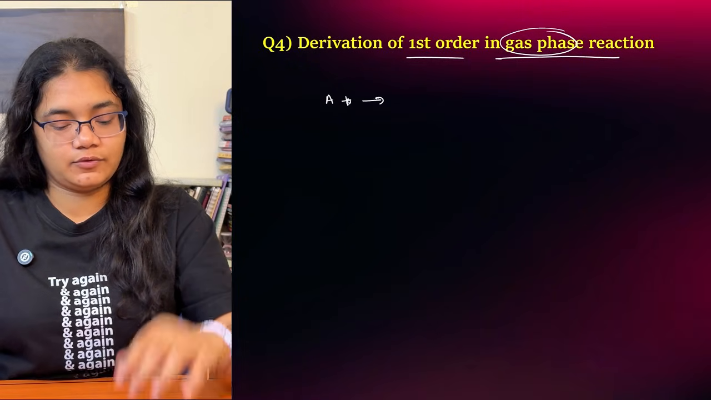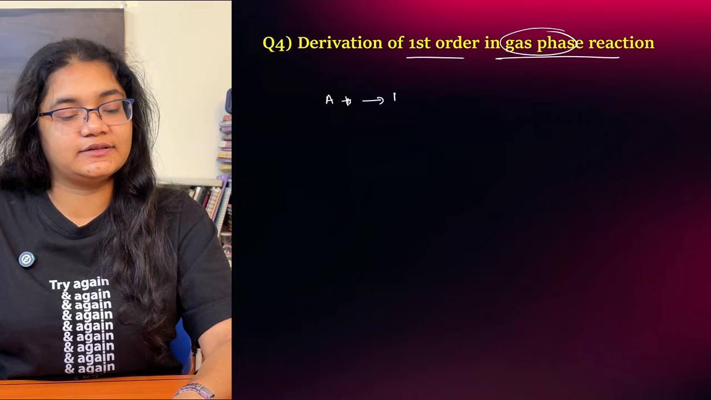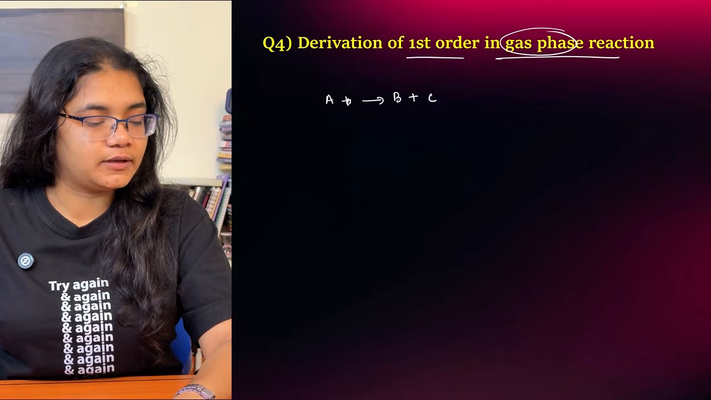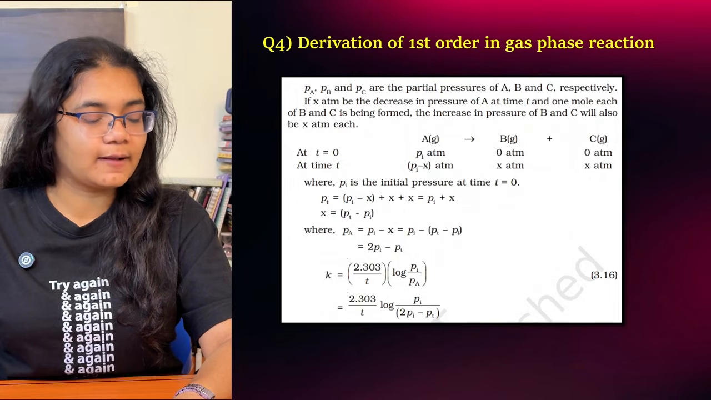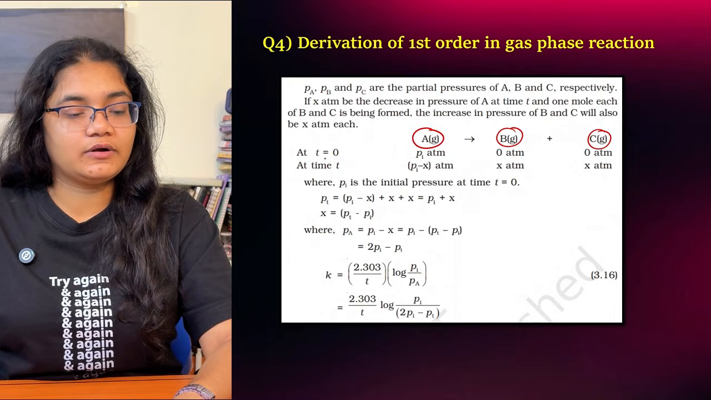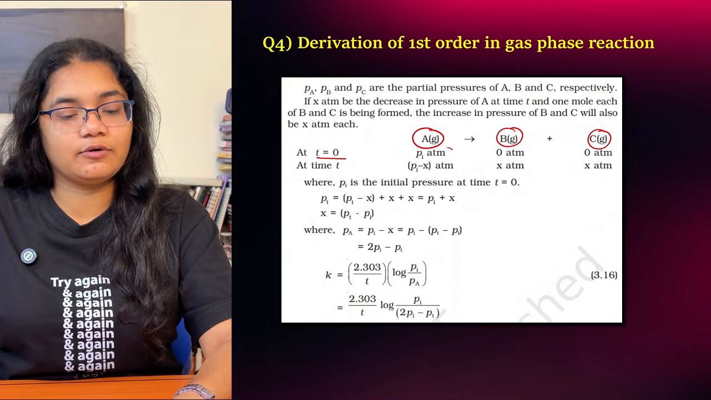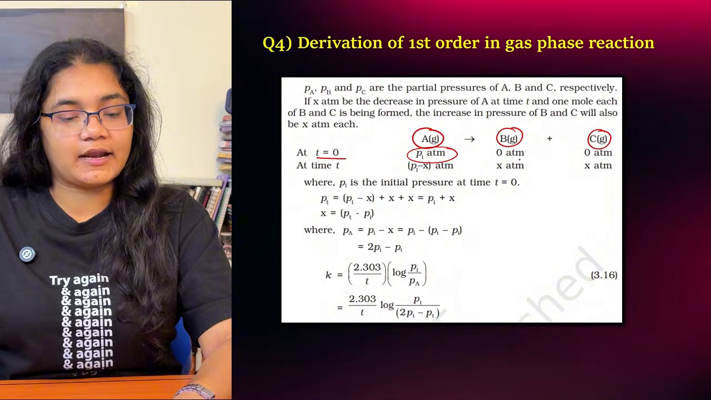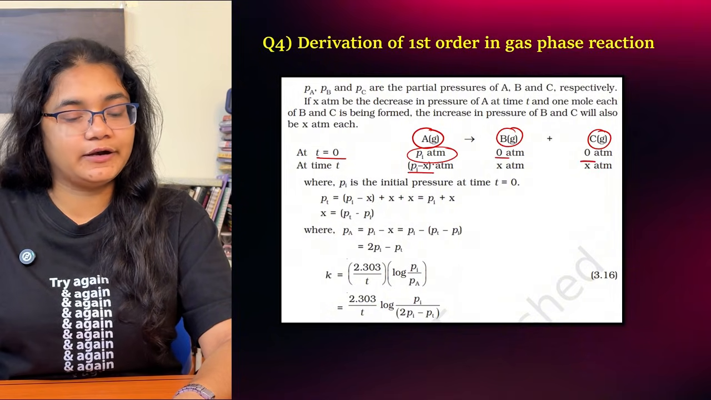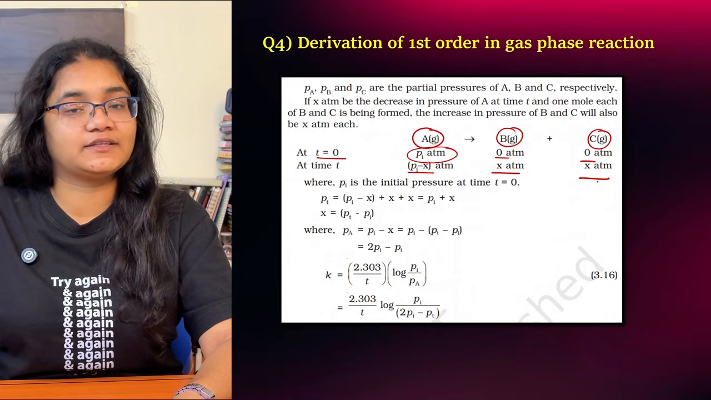Suppose you have a reaction like this: A gives you B plus C. I'll show you first of all, then it will be more clear. You can see here A gives you B plus C. Now at time t equal to 0, pressure is Pi and the B value is 0, C value is 0. Now from here X amount will be reduced, here X amount will form, here X amount will form.